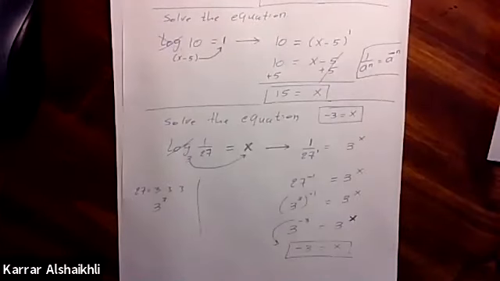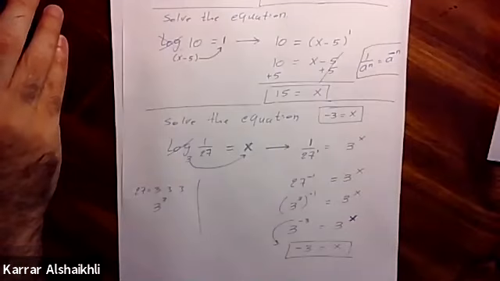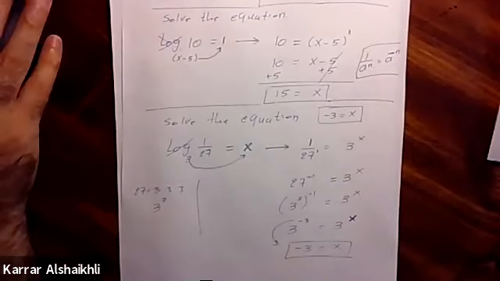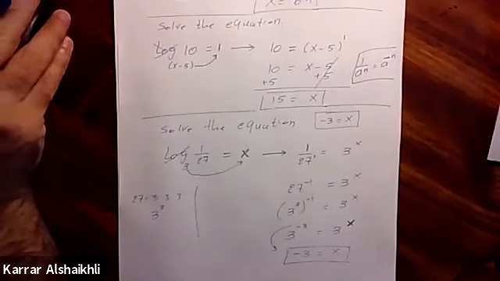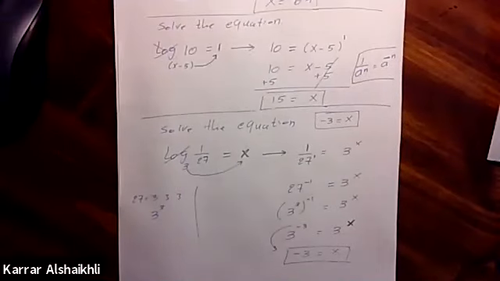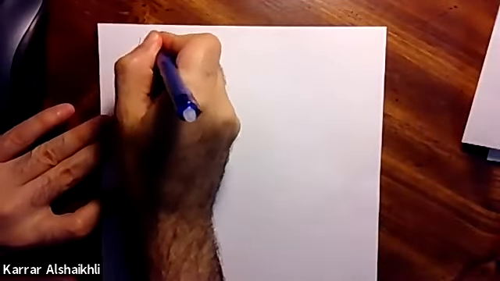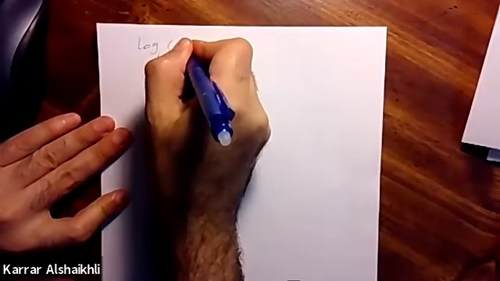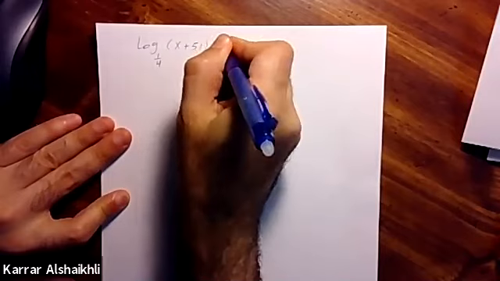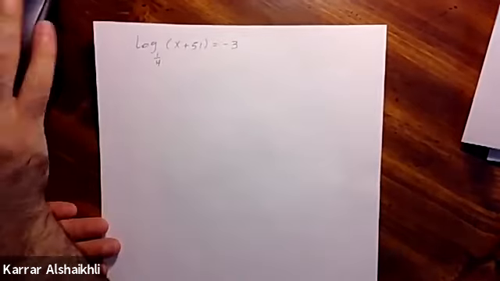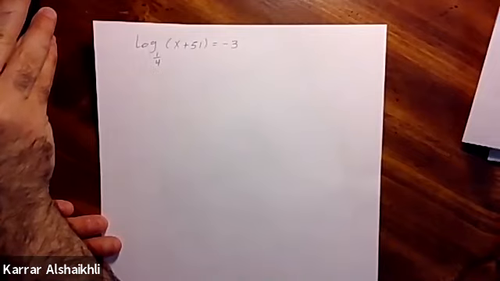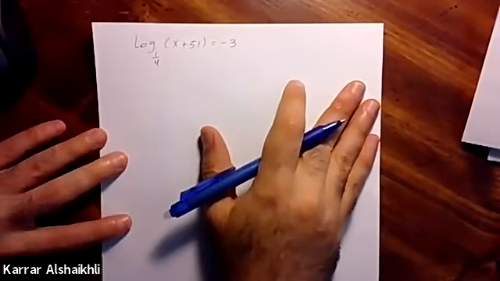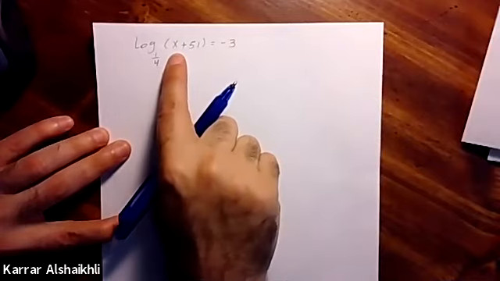Let's do another example about how to solve the equations. Let me give you more time to write down these. And let's solve this one. If you have log to the base 1/4 of x plus 51 equal -3. Before we solve this one, let's solve this one. We're going to do exactly the same process. We need to find the value of x.